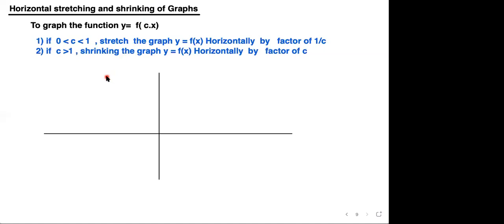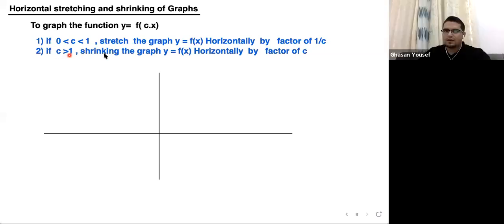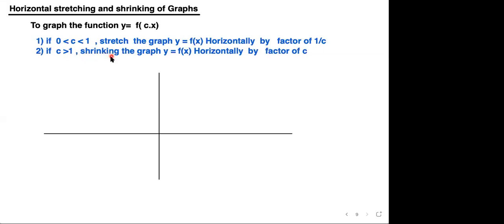If c is greater than 1, do you multiply the coordinates again, or what do you do? If c is greater than 1, we have to multiply the coordinate by c. By c itself, right? By c itself.